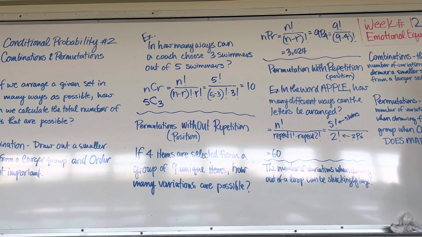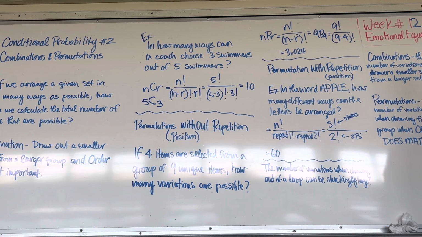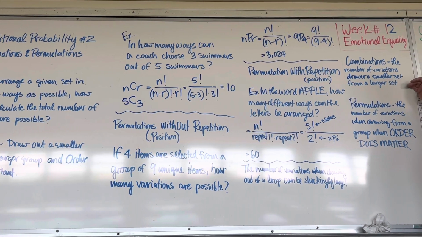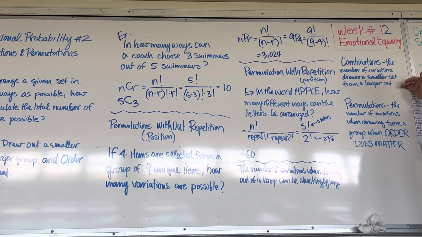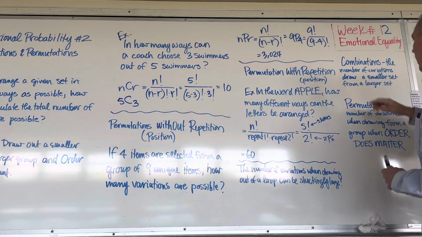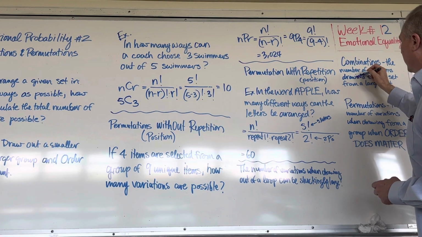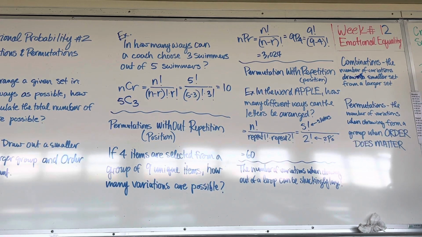So combinations, permutations. So here's the contrast. What's a combination? The number of variations when drawing a smaller set from a larger set. And then permutations, the number of variations when drawing from a group, when order does matter. Okay, so that's the summary of the whole thing.